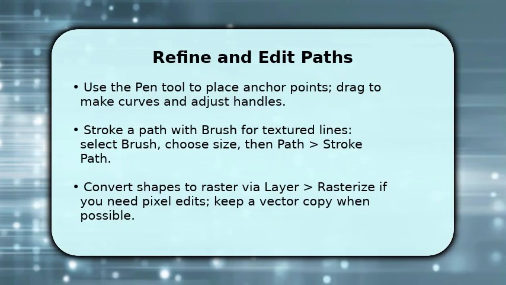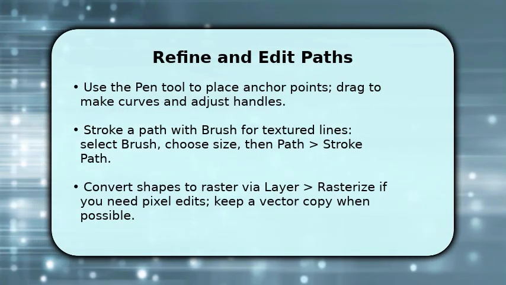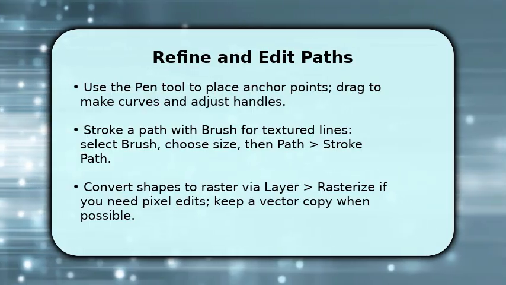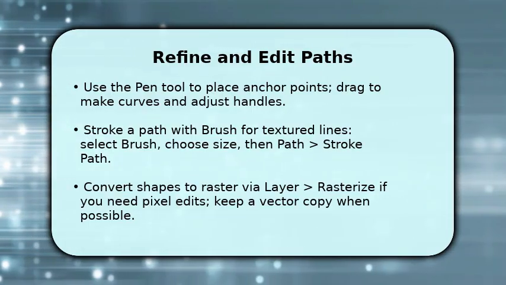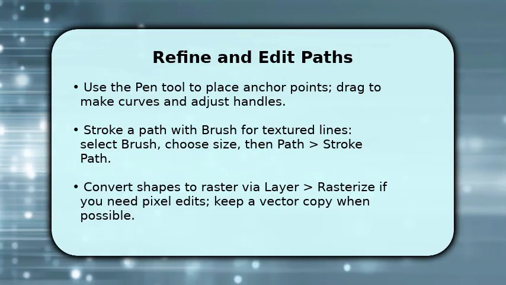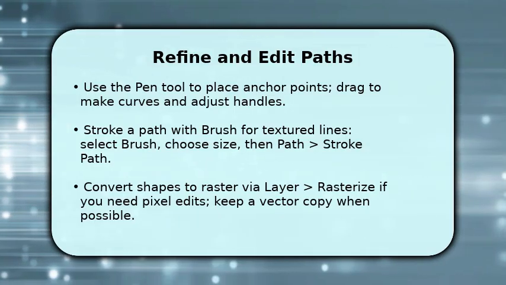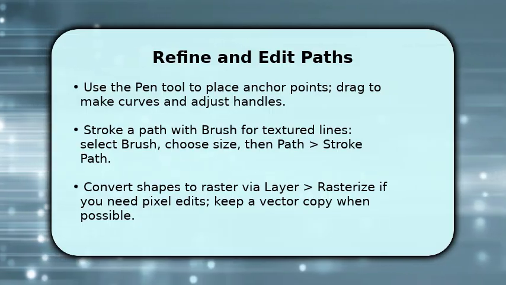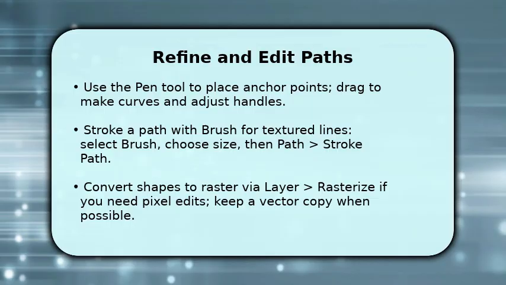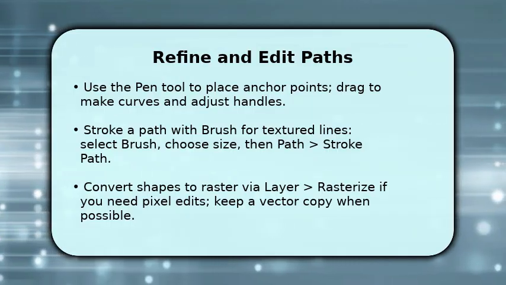Once you have a basic line, refine it by switching to the Pen tool and editing anchor points. Drag handles to shape curves, or use Direct Selection, A, to nudge points precisely. If you want a natural brush stroke, pick a brush preset, then open Paths and choose Stroke Path to apply brush dynamics to the vector outline.